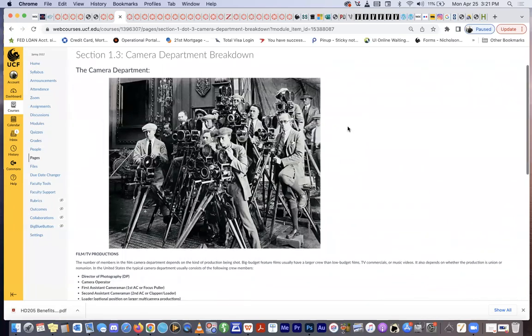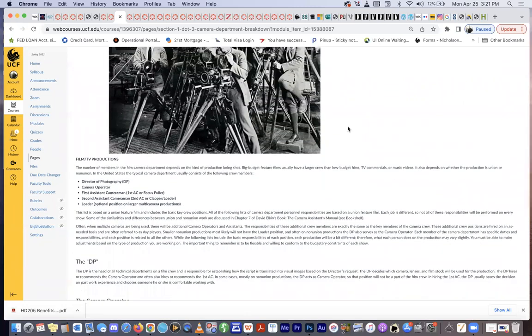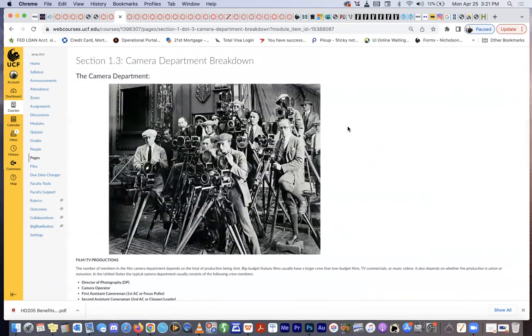And then the execution of the narrative by the crew, and your DP is sort of working in between to manage all of the requirements and the necessities and the ambitions of each of the individual departments and their department heads, all in service to the vision set forth by the director.